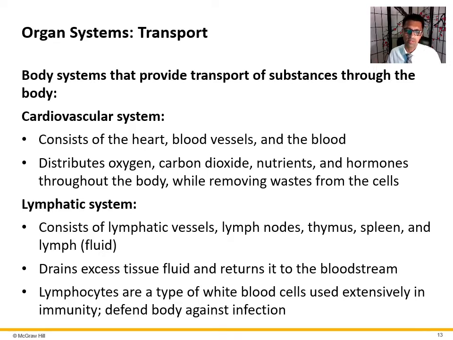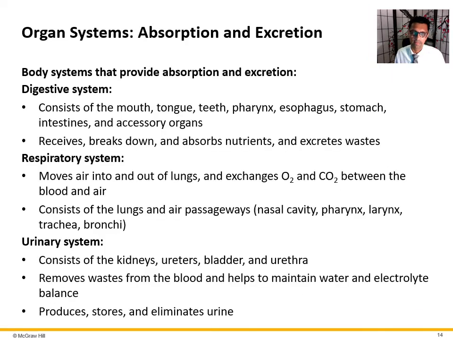Lymphocytes are a type of white blood cell used for immunity. They defend the body against infection. So you have T lymphocytes and B lymphocytes. Again, we don't go too much in depth in this class, but having an idea of what these do is important. I'll go over it a little bit later.